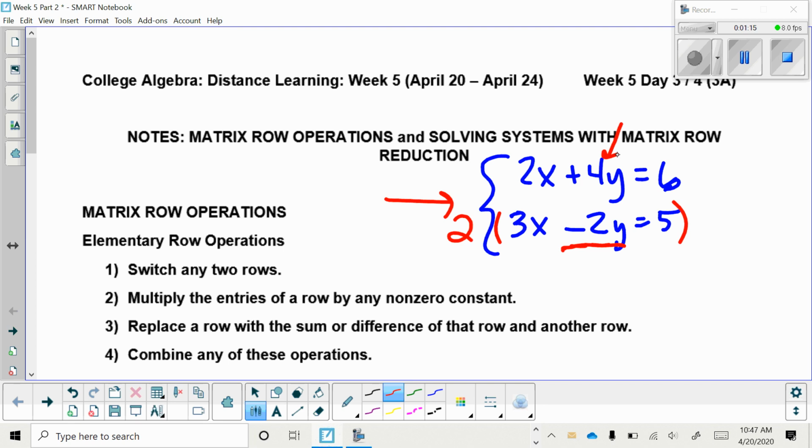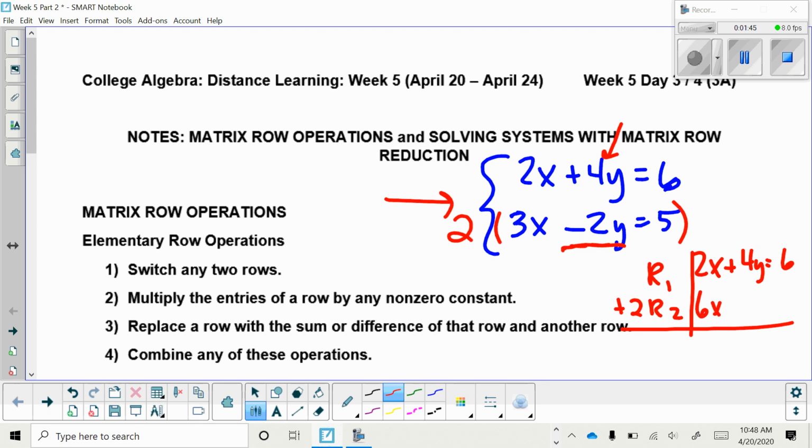And when we did systems before in my classroom, and maybe in Miss Arnold's, I'm not sure, I introduced a notation system that looked like this. I would write that I would take row 1, that's the first equation, plus 2 times row 2, and then I would add them. So row 1 would be 2x plus 4y equals 6. 2 times row 2 would be 6x minus 4y equals 10. And then when you add, the y's cancel, leaving me 8x equals 16.